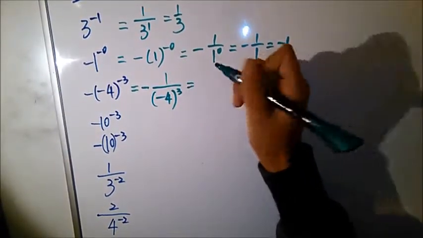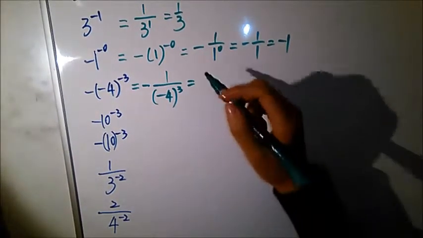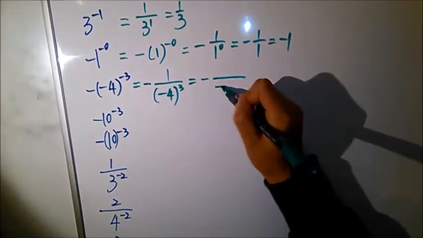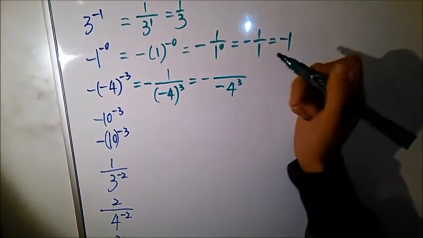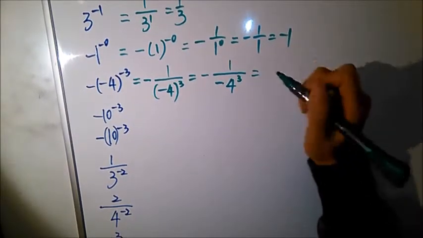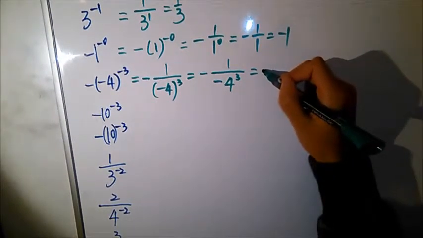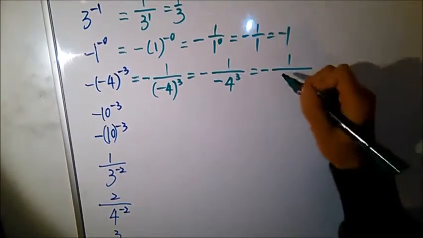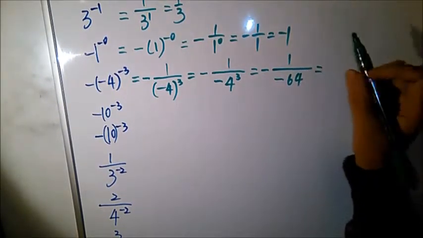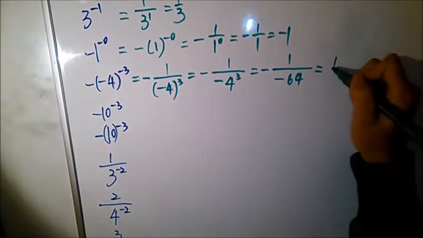Negative 4 to the power of 3 will be a negative number, right? Anything negative to an odd power is going to be negative still. So 4 to the third is 64. So it's negative 1 over negative 64. Okay, and those negatives will cancel out because a negative divided by a negative is positive. So it's going to be 1 over 64.